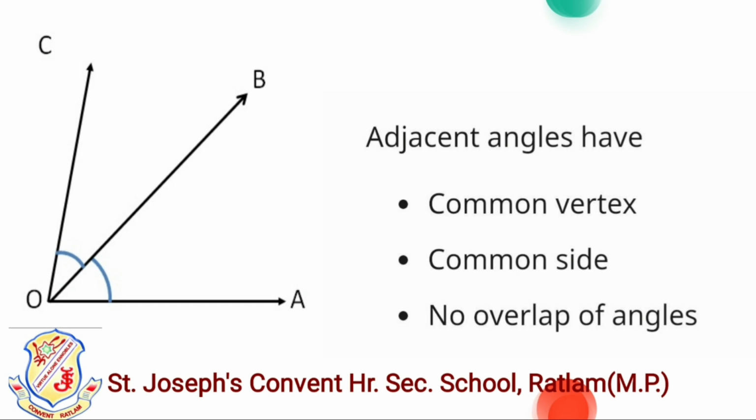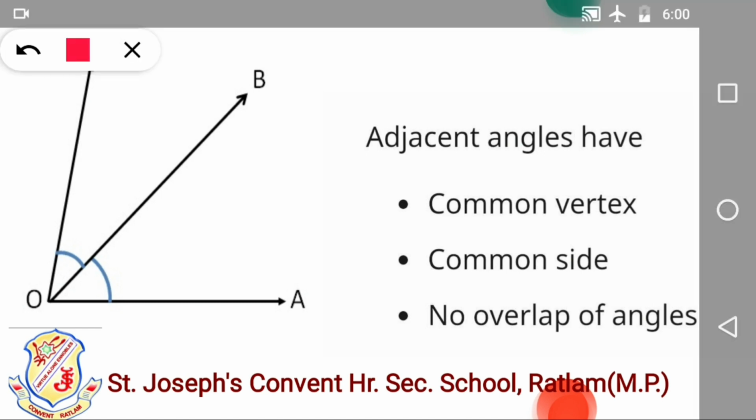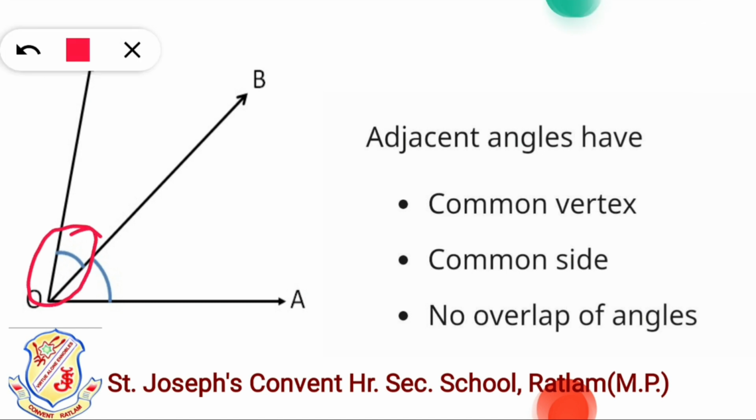Children, here is the most important point: the angles should not overlap each other. In a further example in this video, we will see what the overlapping of angles is, and such angles will not be called adjacent angles. So in this figure, you can see this angle as well as this angle. Both are separate and they are not overlapping each other. Hence, we can say the angles COB and BOA are adjacent.